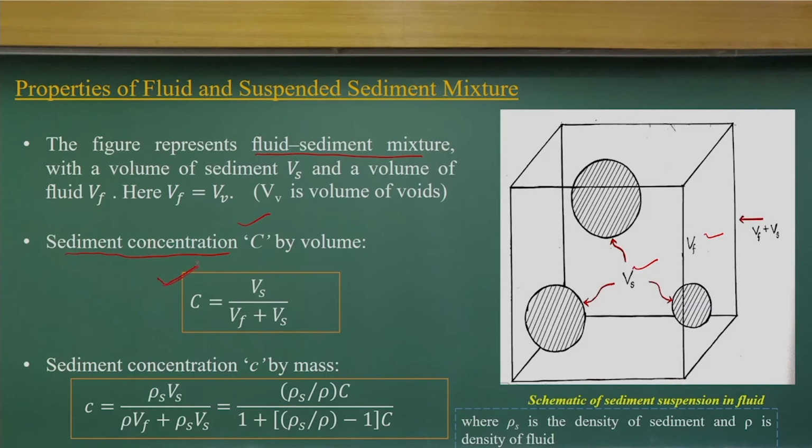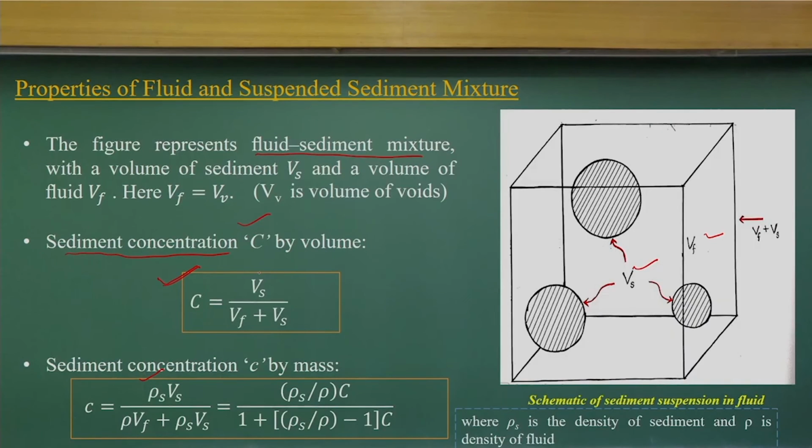So that's, in terms of volume, how much area is occupied by the sediment particles. Let's talk about the sediment concentration C by volume. When we talk about volumes, we can have the volume of sediment divided by the total volume, which will be Vf plus Vs. So we can calculate the sediment concentration.